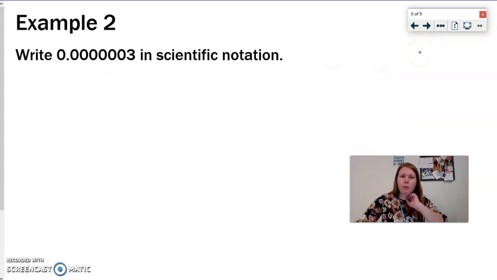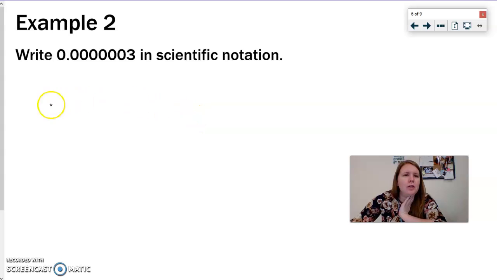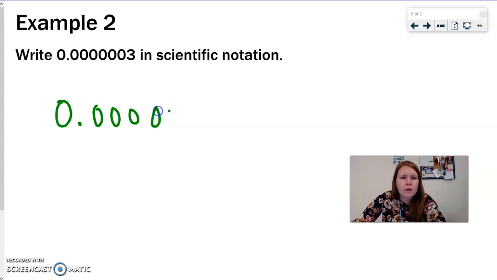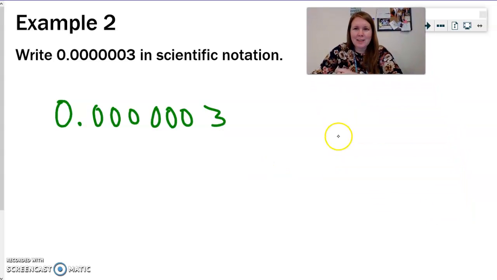So we're going to take this number and we are going to write this in scientific notation. So I'm going to start just by rewriting it. And so it looks like I have 6 zeros after that. 1, 2, 3, 4, 5, 6, and then a 3. So based on this, remember scientific notation is written as some number times 10 to the power of something. So I'm going to start off by writing it out with the 10 to a power of something. But I also notice that it's a small decimal, and so that means my power is going to be a negative power.